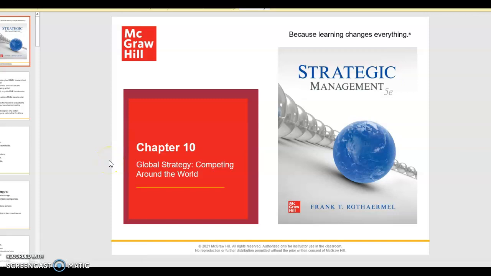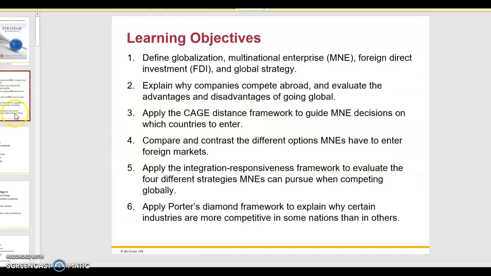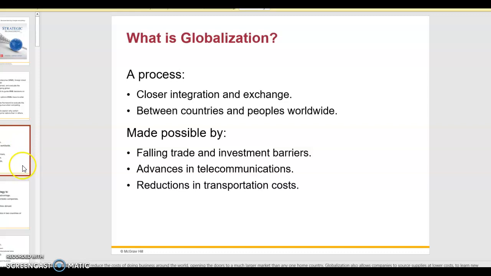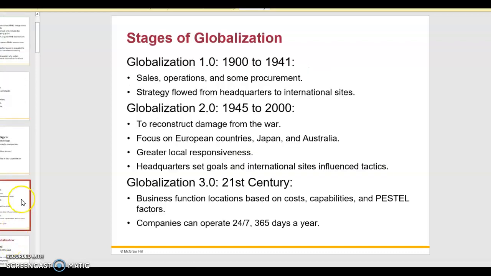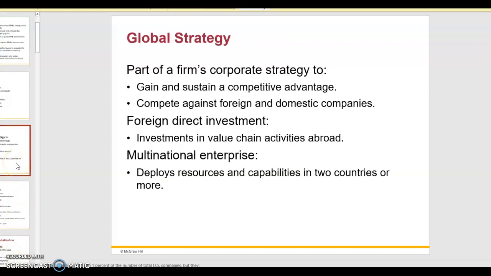In week 6, we're going to be looking at global strategies in chapter 10 of the textbook. Let me go through here real quick. These are our learning objectives. We learn about what globalization is and look at how we'd actually do that as a company. I look forward to seeing how other companies think about doing this, and different examples of that.